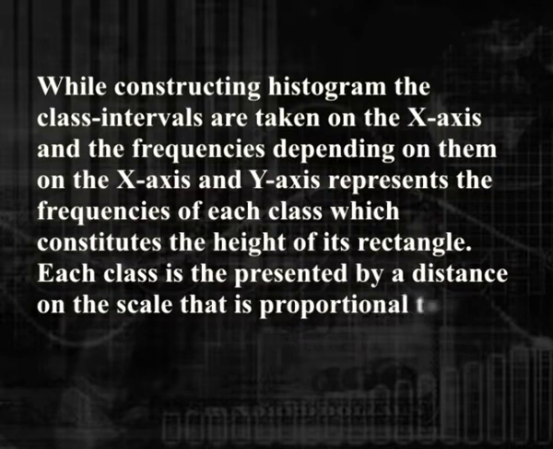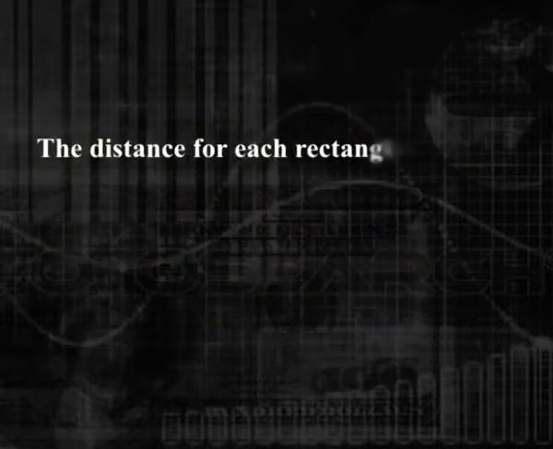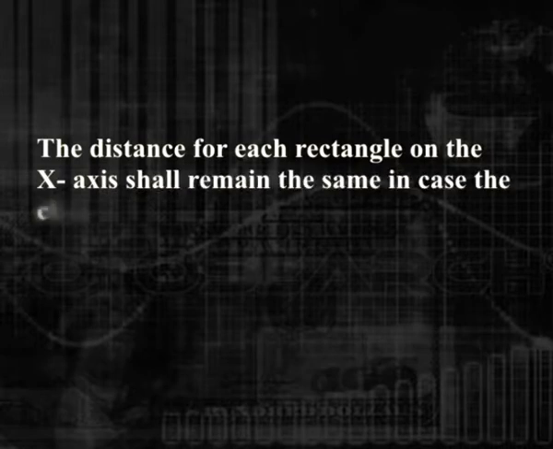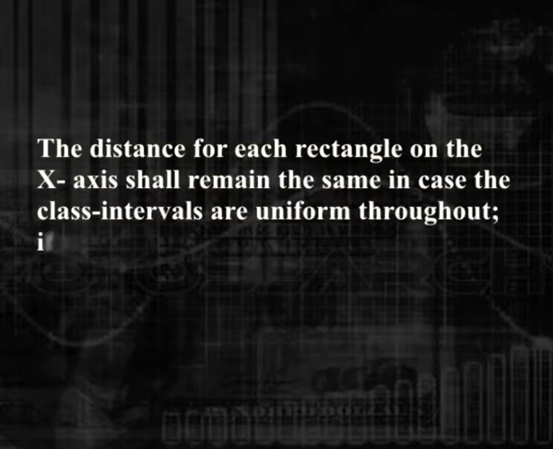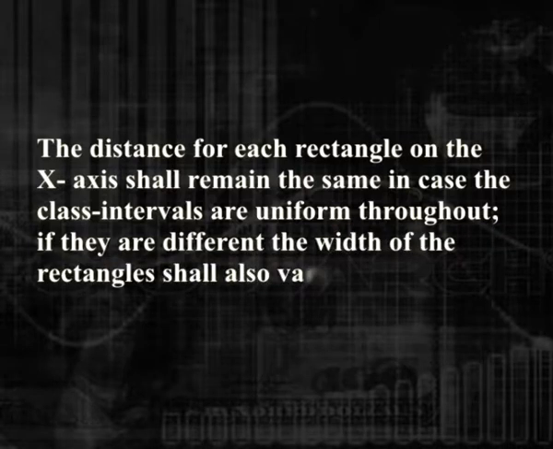Each class is presented by a distance on the scale that is proportional to its class interval. The distance for each rectangle on the x-axis shall remain the same in case the class intervals are uniform throughout. If they are different, the width of the rectangles shall also vary.